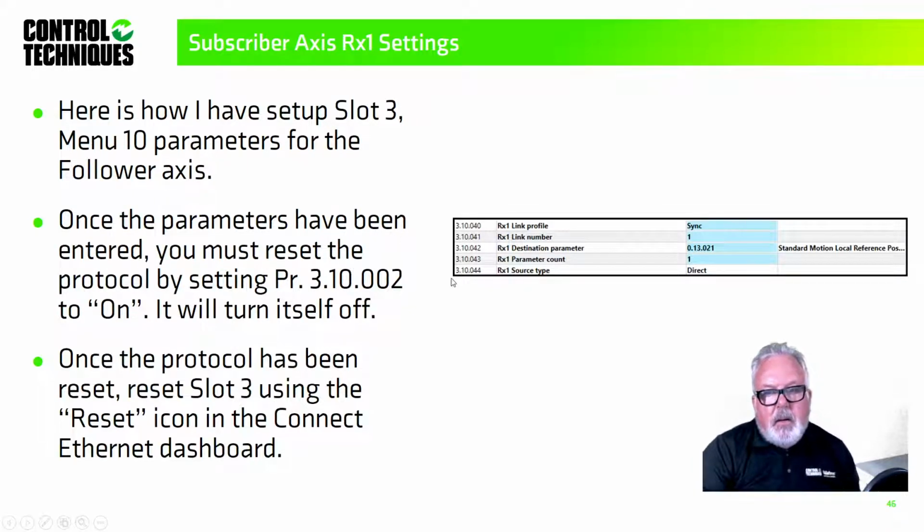Now here are the receive settings for receive profile 1. Right? So there again, I'm sending a synchronous link, so I need to be prepared to receive that link. Right there, as synchronous. I'm sending link number 1, so I have to receive link number 1. Now the destination parameter, I'm sending the reference to menu 13, parameter 21.